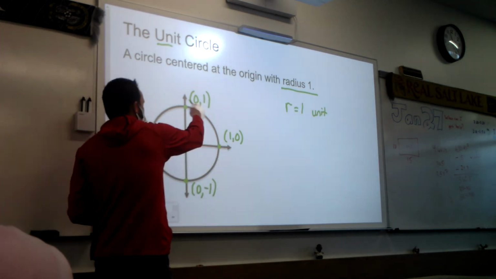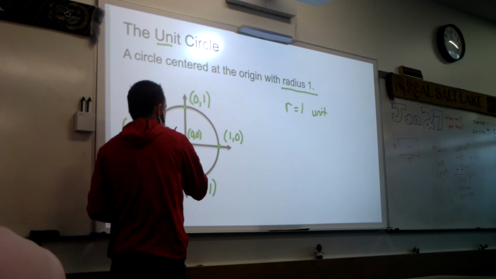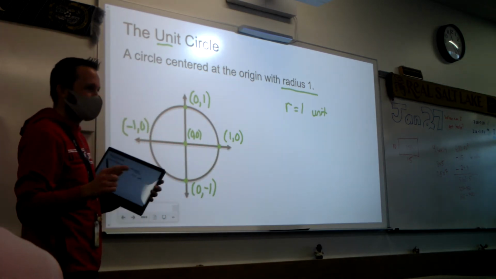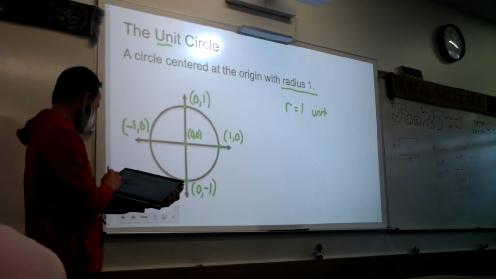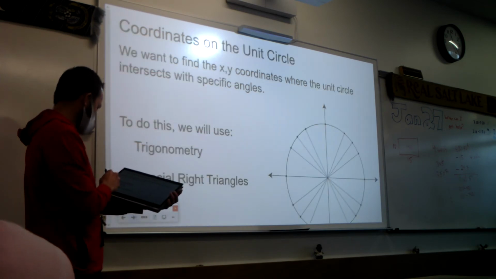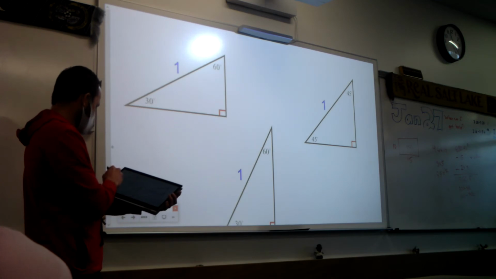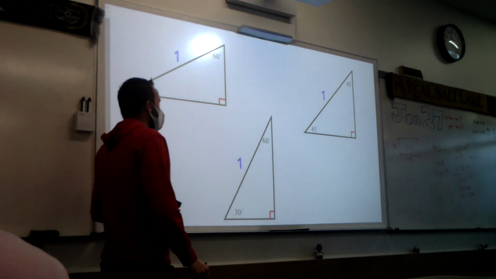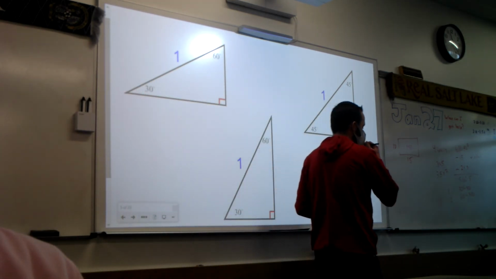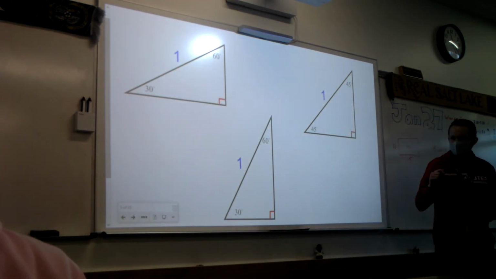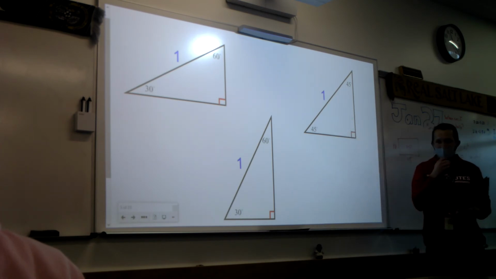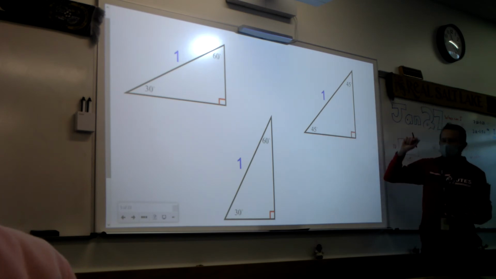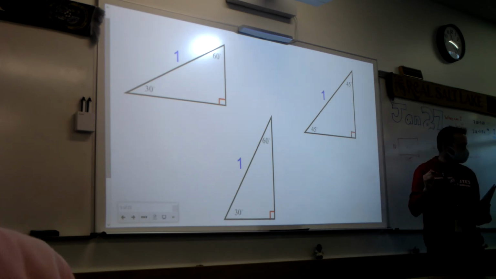Now, that was 4, but we're missing 3 in each quadrant. We're missing the 30, 45, and 60 degree angles. Well, to help us figure those out, we're going to use our special right triangles, okay? So what we're going to do is, let's look at these in your notes now. If I'm working with a 45, 45, 90 triangle, and I know that the hypotenuse is 1, how can I figure out what the leg will be? What did we say to do?